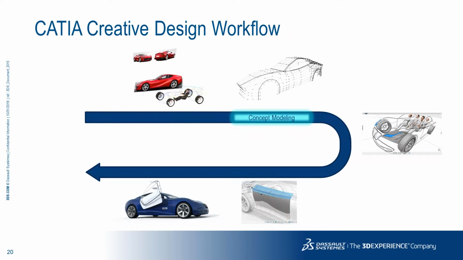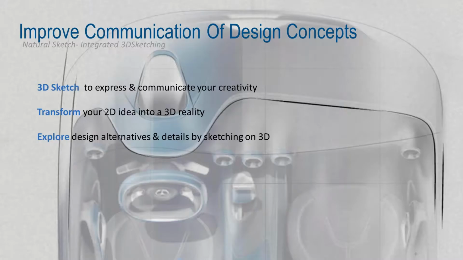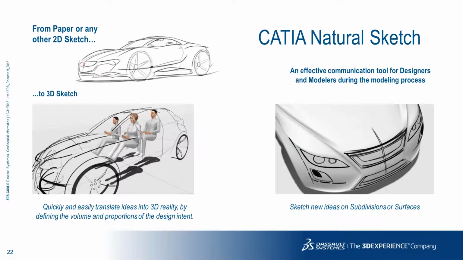Okay, so now we're going to move on to conceptual modeling and take a look at some 3D sketching concepts to express and communicate your creativity, and explore design alternatives and details by sketching on 3D. So we saw Natural Sketch used in the ideation phase, but like so many of our solutions, it has strengths throughout the design phase. And so if you can see here on the top left corner, you can do a 2D inspirational sketch. Then you can actually generate 3D curves from it on the bottom left.